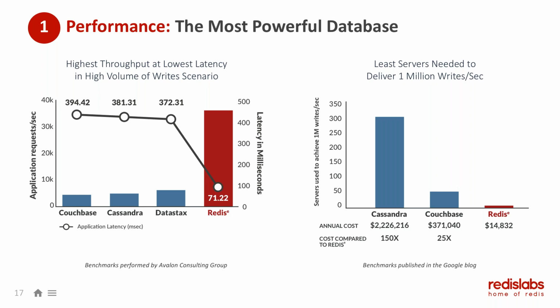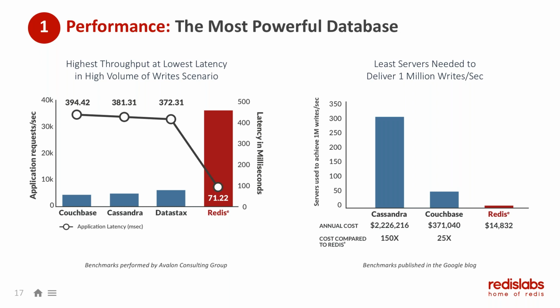So if we take a look at the chart on the right, if you want to deliver 1 million writes per second, Google did this particular benchmark, and they said, okay, how many servers will it take to deliver 1 million writes per second? Cassandra required 300 servers. Couchbase required 50. Redis required 2. So as you can see, that's a 25 and 150 times difference.